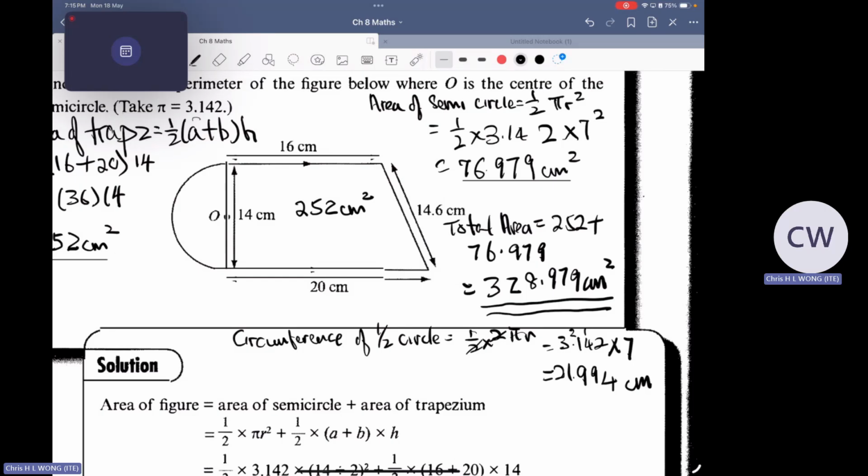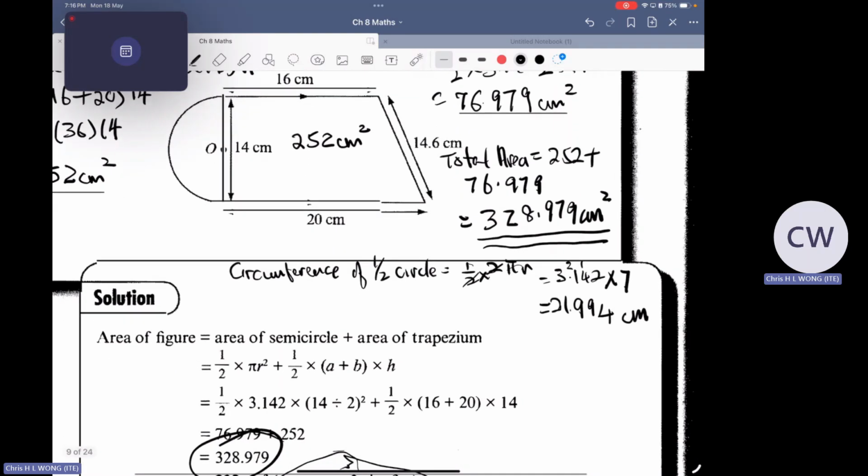Isn't it? Am I correct? Can you check? 21.994. Correct. Okay, you have this ready, right? So what do you do for the circumference of the whole field? You take this right center, isn't it? Plus what? 16, right? Plus 14.6 plus 20 also, right? Can you give the answer, please?